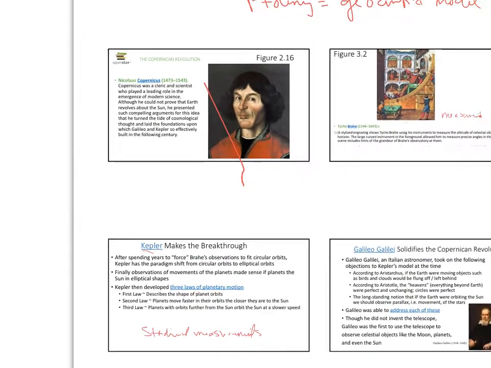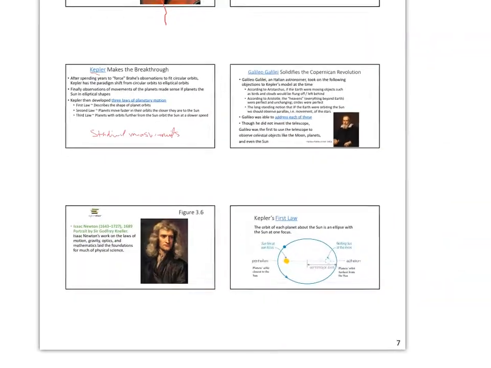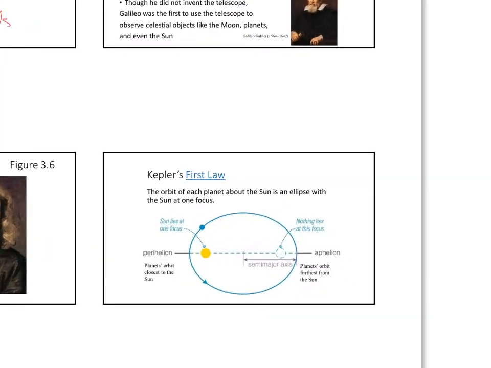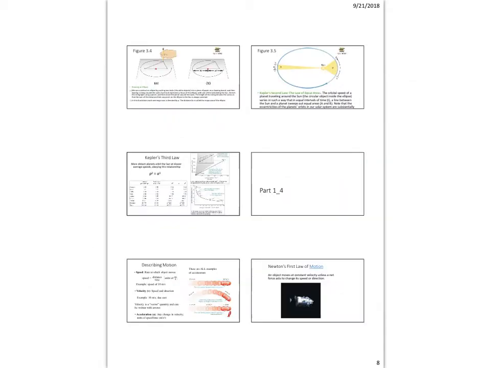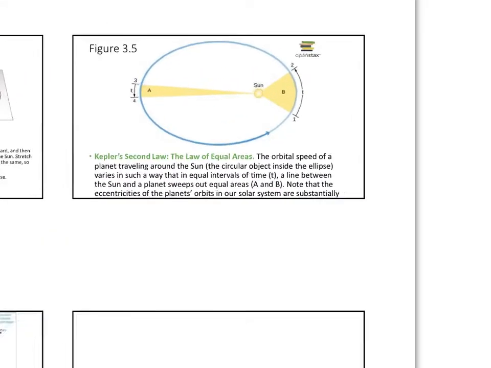Kepler's 3 laws of planetary motion look like this. His first law is actually the shape of the orbit of the planets. Remember, that shape's called an ellipse. Kepler's second law, remember Kepler's laws only deal with planets, is this one right here.